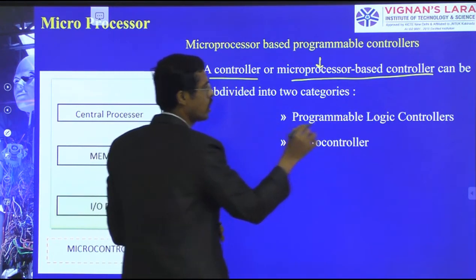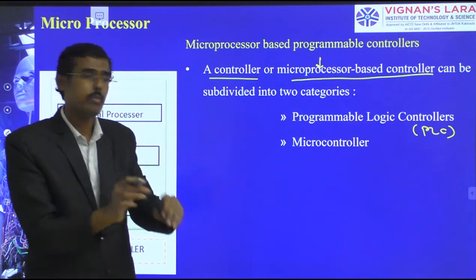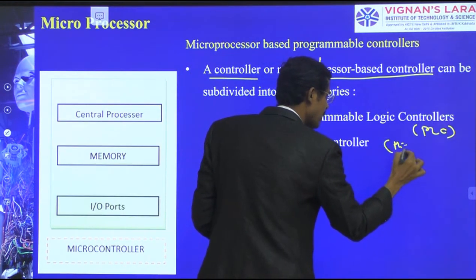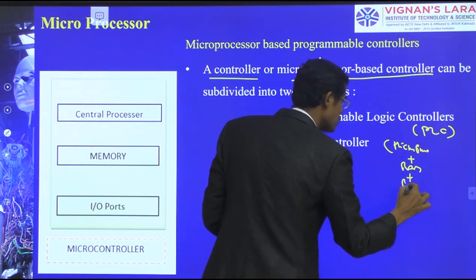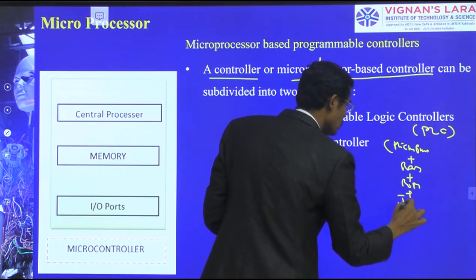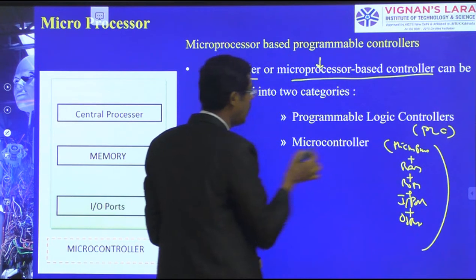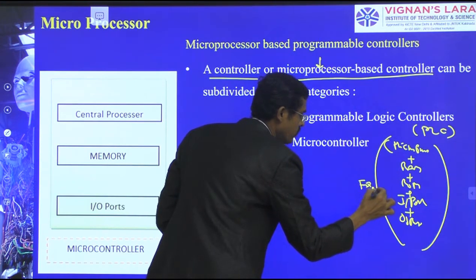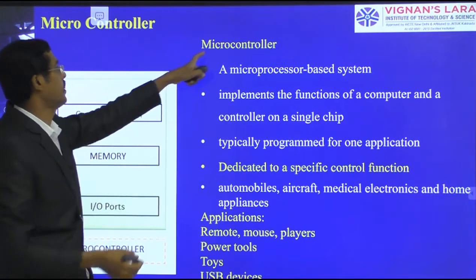Microprocessor is available in the programmable logic controller or PLC. Microprocessor is available in this microcontroller. Inside also microprocessor is available. Microprocessor plus RAM plus ROM plus input port plus output port. So these things are fixed. We are naming this as a microcontroller. Now one by one we will see. So that is a microcontroller now.